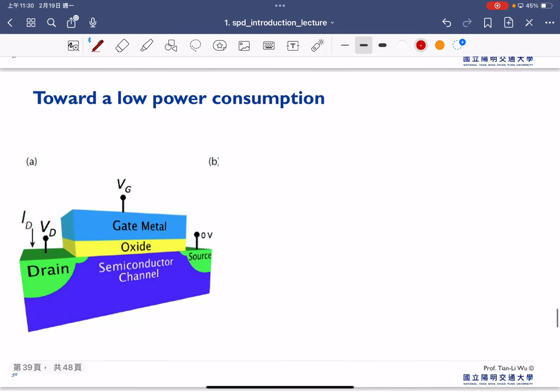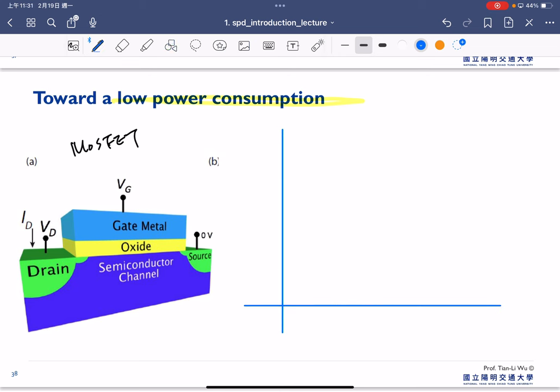When we consider the transistor, if you look at the work of many of your seniors, it can be said that we are working on low power consumption transistors and low power consumption circuits. So what does low power consumption mean here? To understand low power consumption, we can use a simple MOSFET and a simple ID-VG curve as an example. This is the typical MOSFET structure here. Again, if you look at the log drain current versus gate voltage, we have already shown that the typical ID-VG in log scale looks like this.